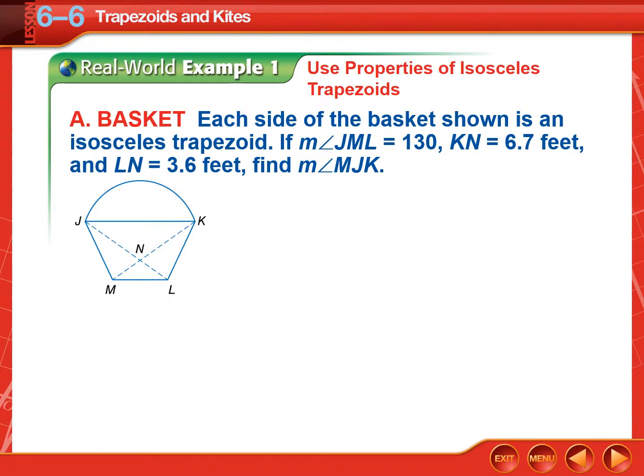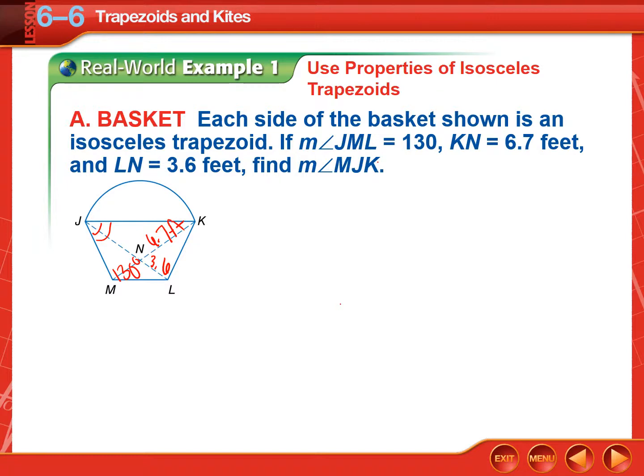So this problem says that each side of the basket shown is an isosceles trapezoid. If the measure of JML is 130 degrees, so this entire thing is 130 degrees, and KN is 6.7 feet, and LN is 3.6 feet. Find the measure of MJK, so this entire angle right here.